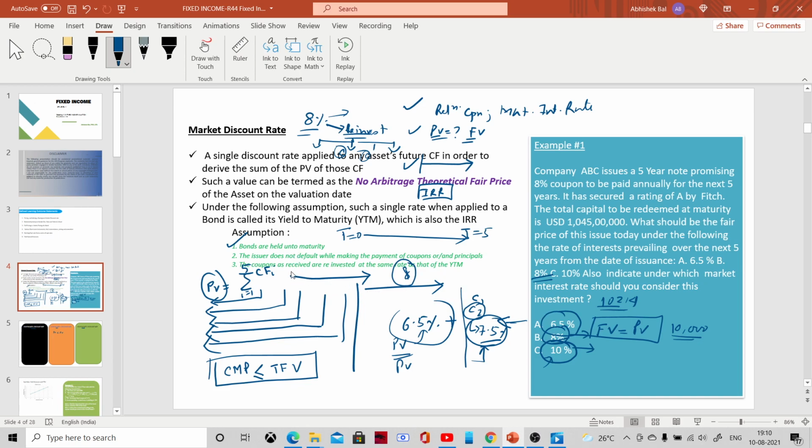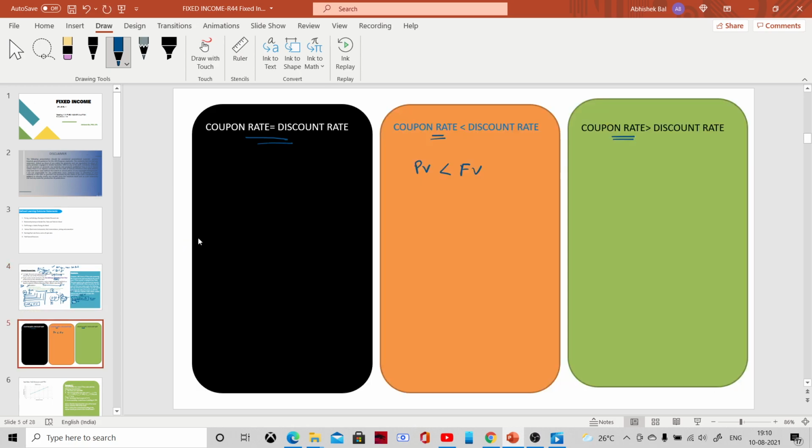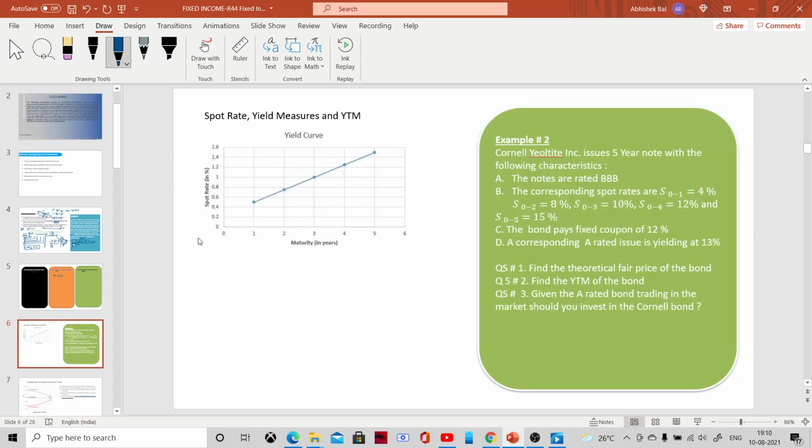Under these three assumptions, this constant internal rate of return is called the yield to maturity, and this is a very, very important concept throughout our fixed income study. Okay, so let's also understand the meaning of spot rates and also how to glean out YTM. Okay, so we take up example number 2.